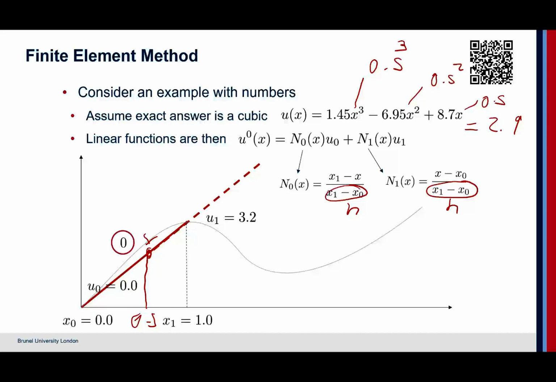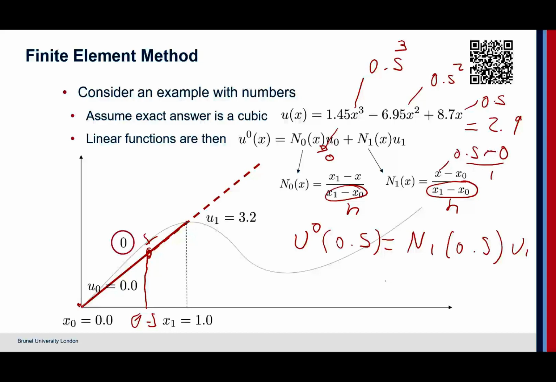Now what we're going to look at is how good an approximation the straight line is at that particular point. We look at the expression for u at 0.5. The first term, u0, we know is equal to 0, because our u0 value is set to 0 at the origin. So we can get rid of that first term, and we're just looking at n1 at 0.5 times u1. Now n1 at 0.5 is 0.5 minus 0, over h, and h is just 1. So we end up with 0.5 u1, and we know u1 is equal to 3.2, so that ends up being a value of 1.6.